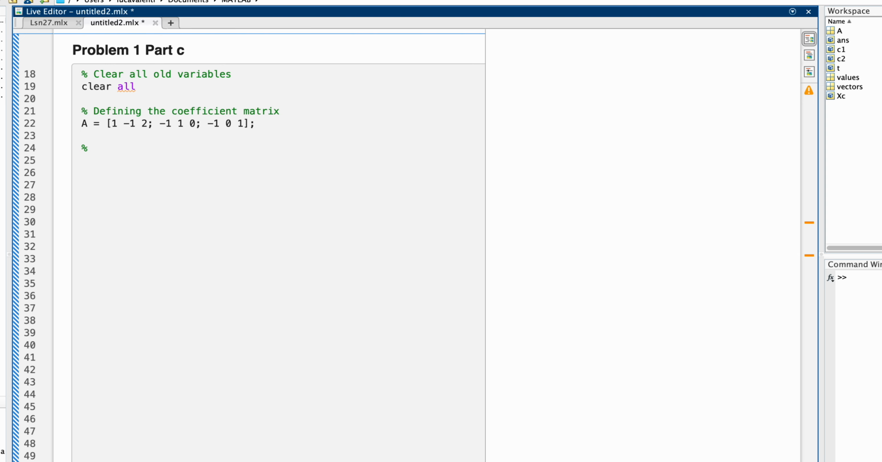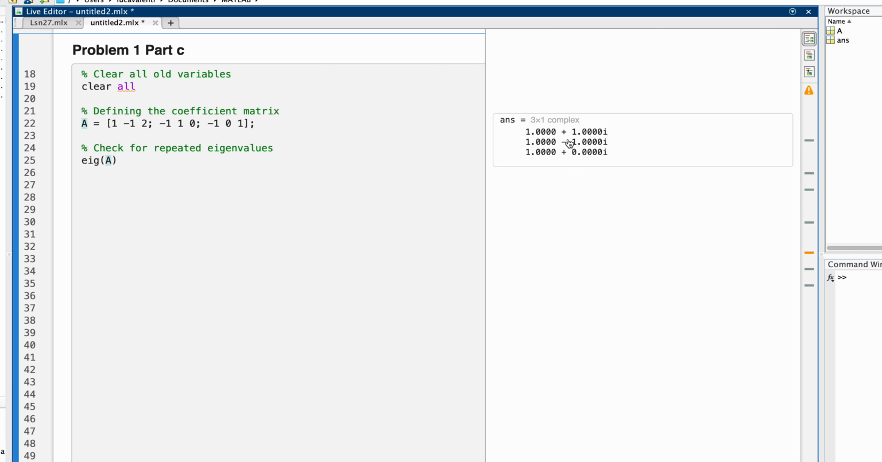And now what I want to do is check for repeated eigenvalues, because it becomes a weird thing when I use the Jordan form with repeated eigenvalues. So I just use the eig function, and I see I don't have repeated eigenvalues, but I have these things right here. So now I need to have a lot of visualization to do this completely in Matlab. So what do we want to do? Well, the first thing that we want to do is plug each of these back in.